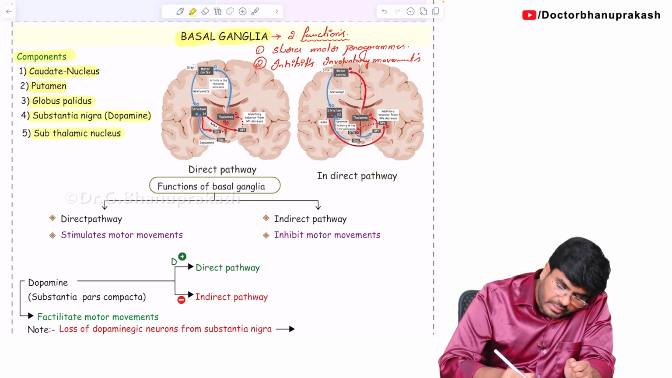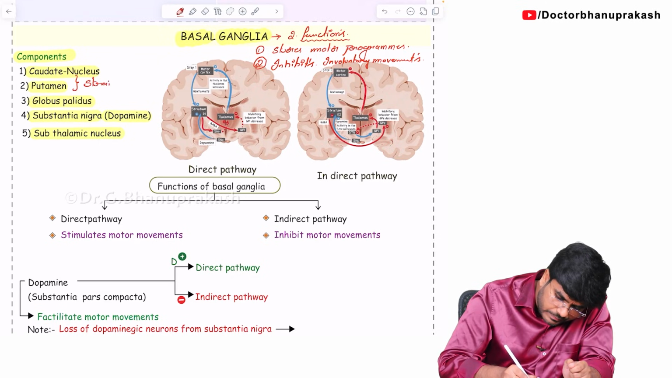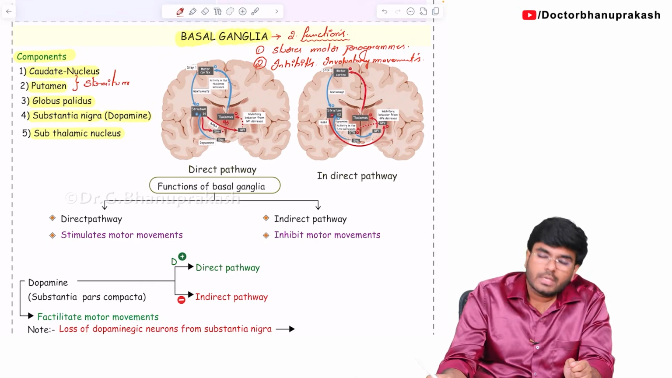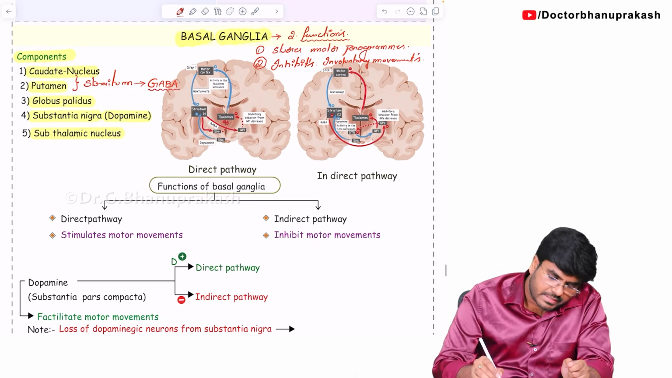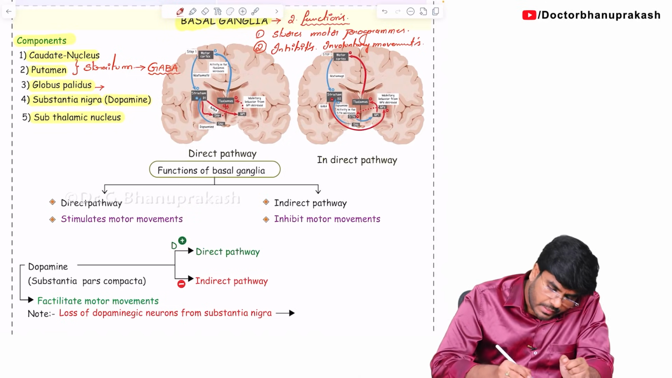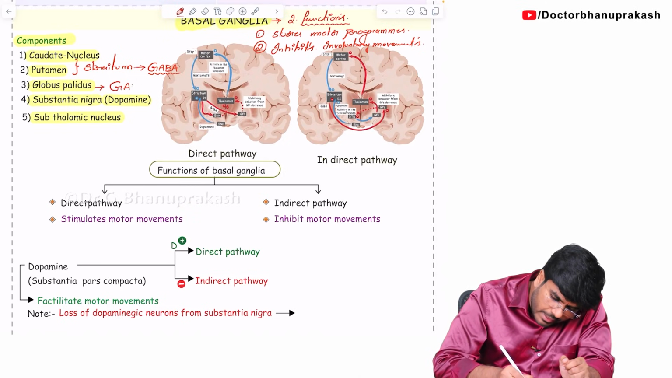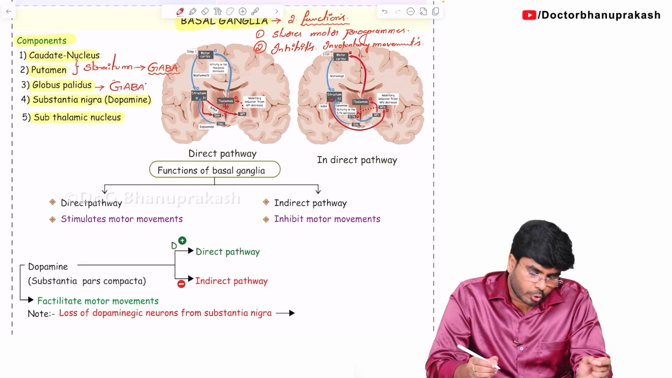Now, in your exam, what they will ask you is, caudate plus putamen, these two structures together, is called the striatum. This is the MCQ. And this striatum is going to release which neurotransmitter? GABA. Next, globus pallidus, especially globus pallidus internus, a very important part. It is again going to release GABA as the neurotransmitter, and always remember GABA is the inhibitory neurotransmitter. It's going to inhibit the neurons.